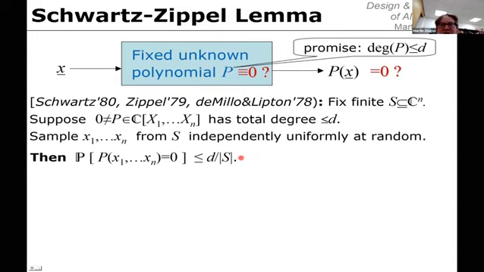And here it's crucial that we're talking about total degree. If we're talking about maximum degree, then the Schwartz-Zippel lemma becomes uglier. Okay, that said, let's proceed to prove the Schwartz-Zippel lemma, and we're going to prove it by induction on n.